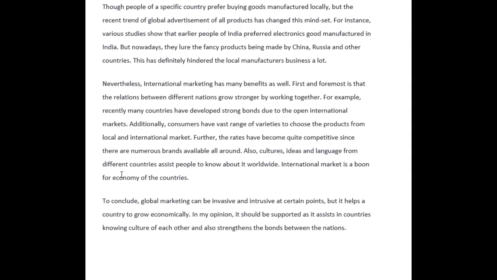So to conclude, global marketing can be invasive and intrusive at certain points, but it helps a country to grow economically. In my opinion, it should be supported as it assists in countries knowing each other's culture and also strengthens the bond between the nations. Okay, so that part is fine, even though here again, the whole thing about the economically isn't entirely what they've asked you to talk about here.